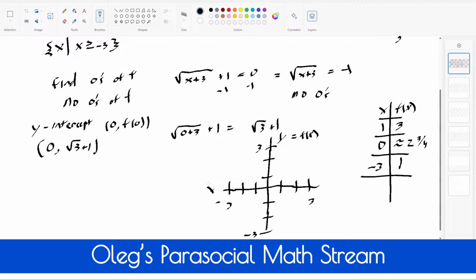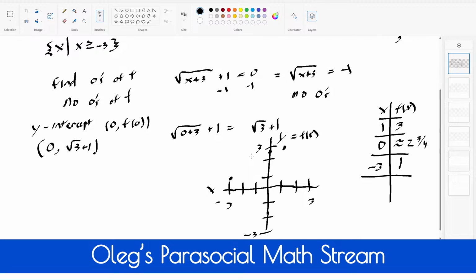All right, so we have x is 1, f of x is 3, okay? X is 0, y is 2 3/4, so give or take about here. I'm going to say that. It's imprecise, but it's approximate. X is -3, y is going to be 1. Okay. So we can kind of get an idea of what this thing looks like.